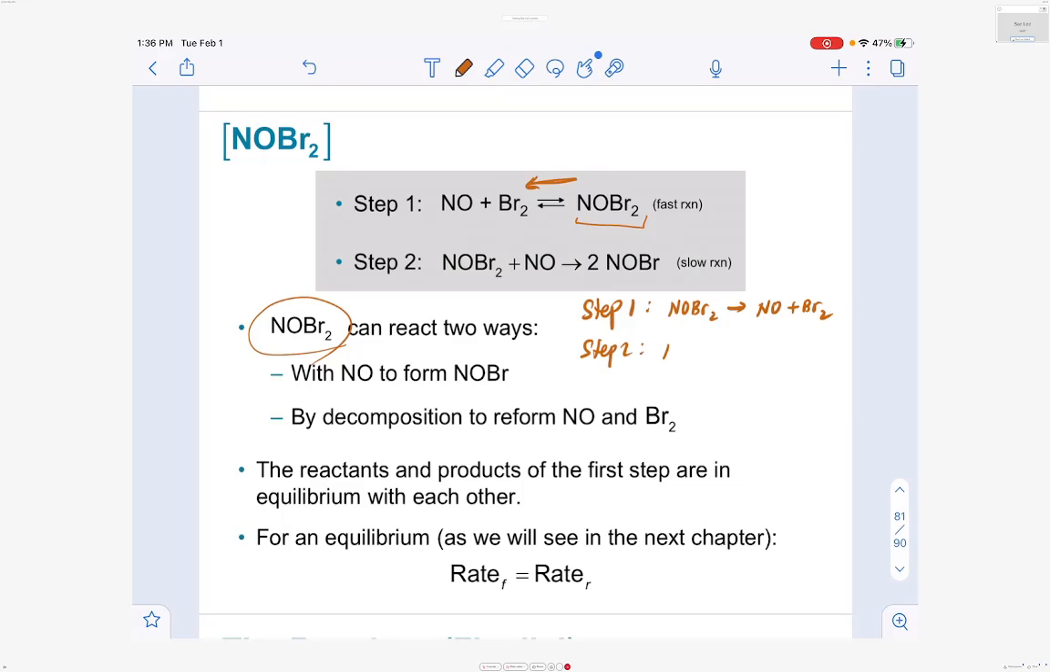Step 2, NOBr2 will react with nitrogen oxide to form NOBr. Okay.